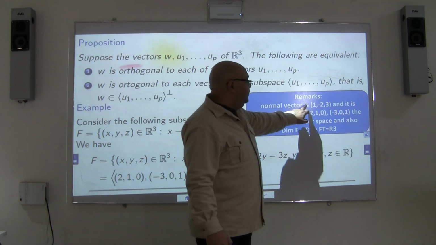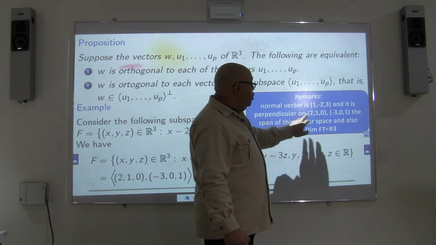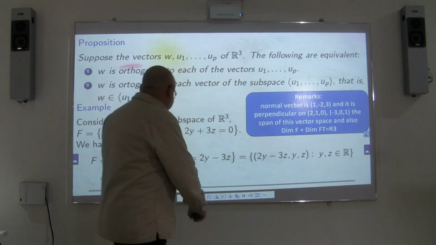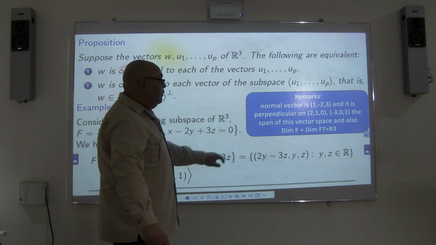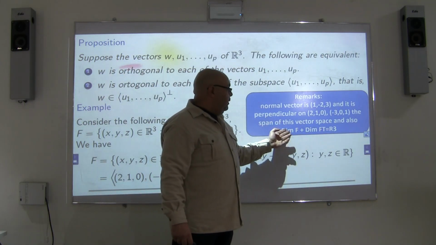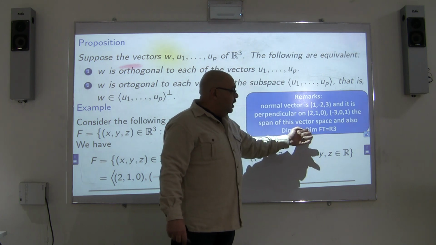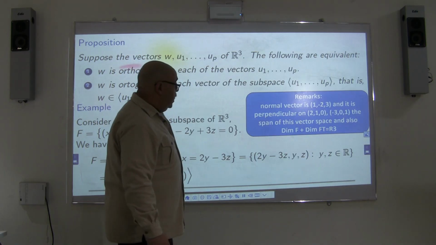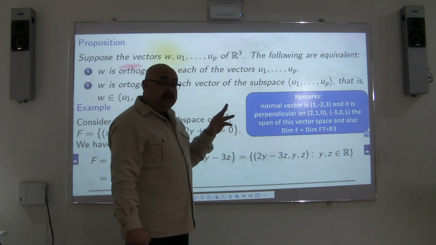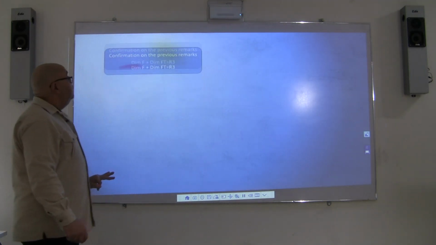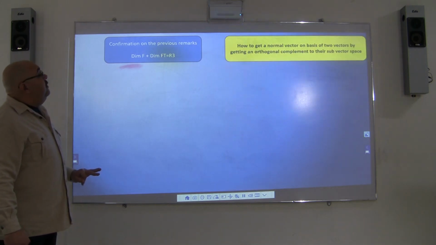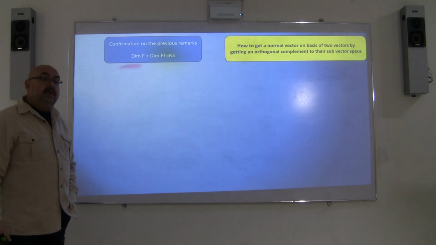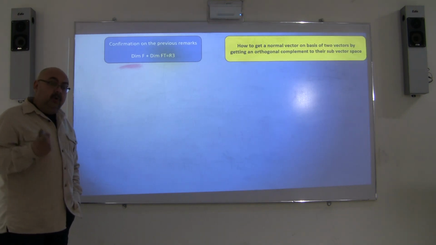Normal vector is 1, negative 2, and 3, and it is perpendicular on both vectors. The two vectors span this vector space, and also the dimension of F plus the dimension of the orthogonal complement is equal to R3. That's the two vectors, and the orthogonal on them will be one vector, sum is equal to R3. Confirmation of the previous remarks. How to get a normal vector on a basis of two vectors. Again, I am repeating the same thing. How to get a perpendicular vector on two vectors.